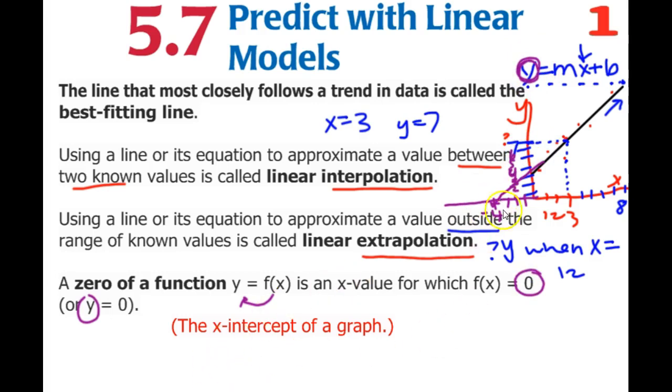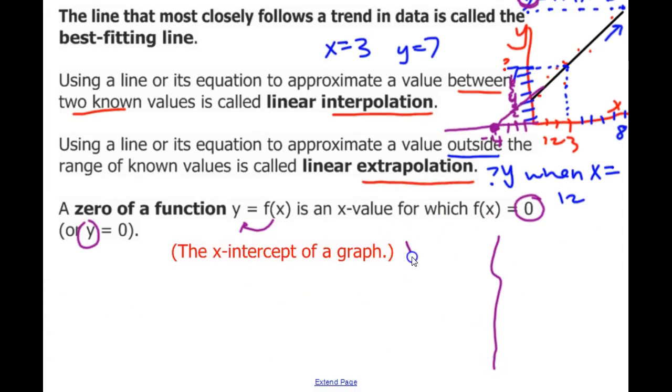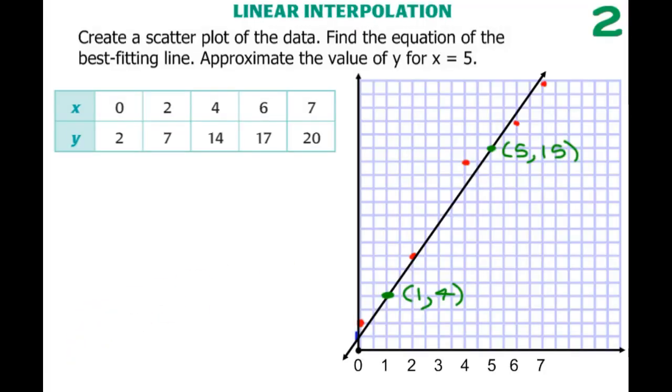This is also called the x-intercept. We did this when we found x and y intercepts. We found our x-intercept and our y-intercept. For our x-intercept, y was 0, and for our y-intercept, x was 0. Because our y-axis, when we get to 0, that's really on the x-line. Our x-axis, when we get to 0, that's really on the y-line. So let's take a look at these individually.